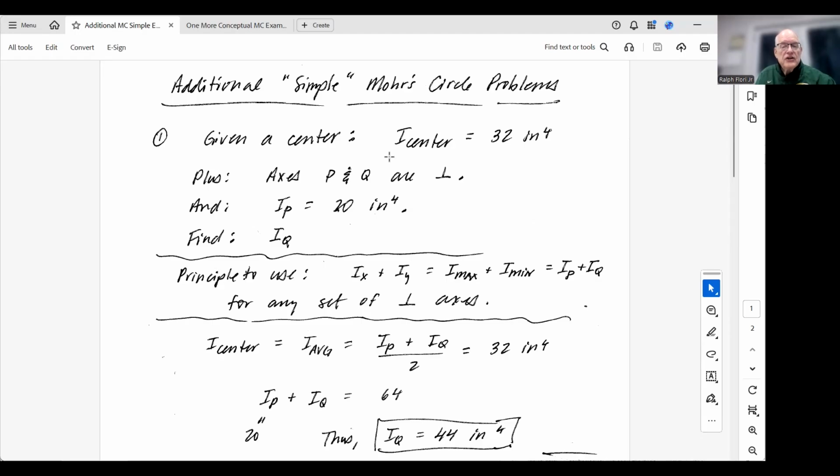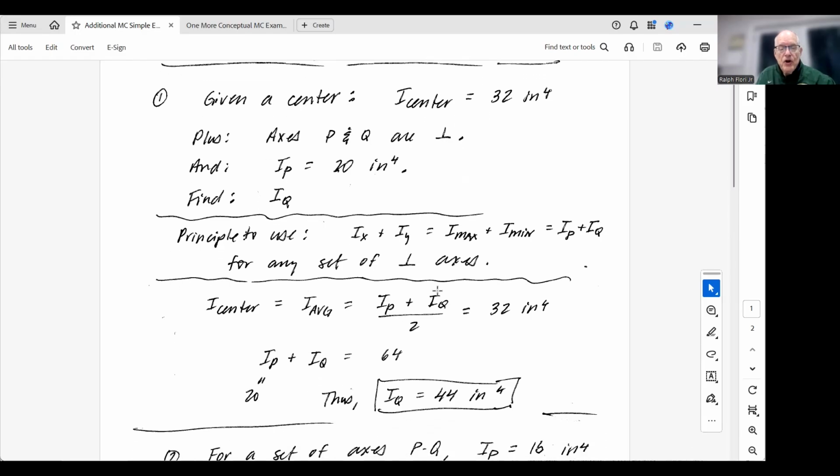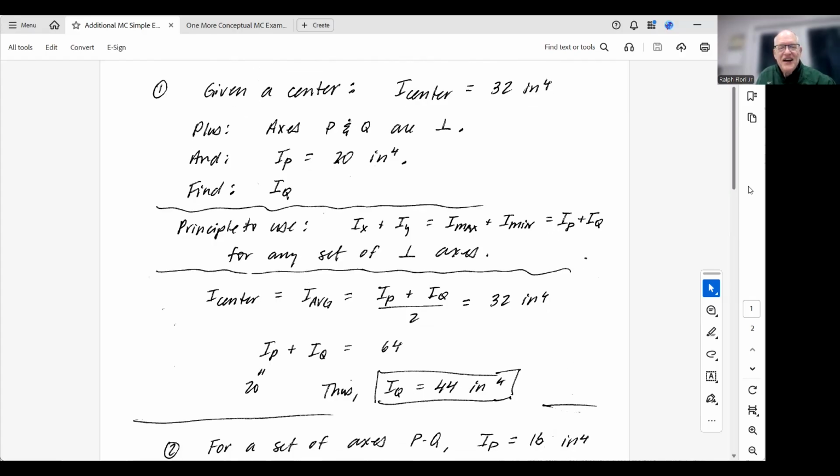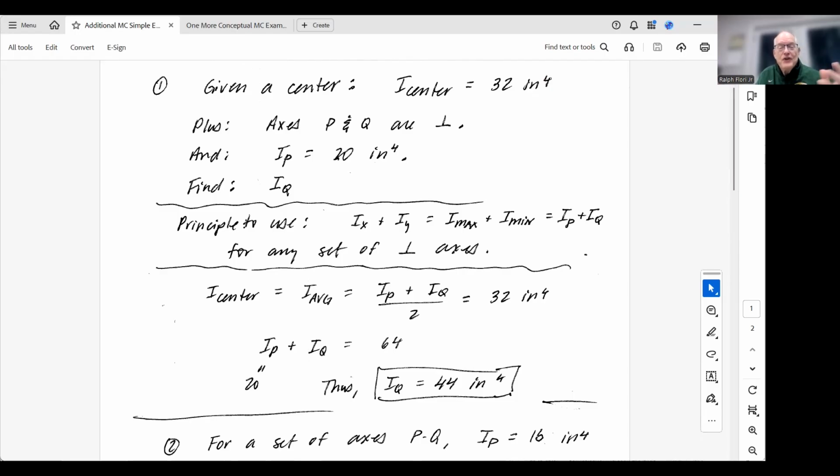And so this problem says I center is 32. I center is I average. And so IP plus IQ divided by 2 is 32, which is what you're given. Multiply through by 2, and IP plus IQ is equal to 64. You're given IP is 20, and so IQ is equal to 64 minus 20. So IQ is 44. That's not straightforward. Once you see it, you see it. But that's why we're practicing, okay? These are the concepts that you need to have in your brain.